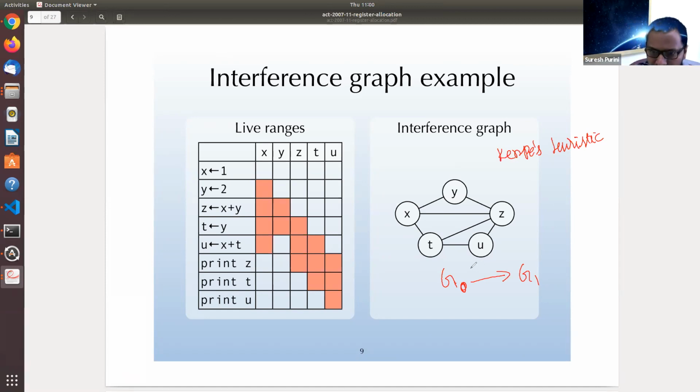So G dash is nothing but G naught minus vertex V. Let's say N of V indicates the neighborhood of V, that is, all the vertices which are neighbors of V. And its cardinality is less than or equal to k minus 1. Once we remove V, all the edges that are going out from V we naturally remove. And from G1 we construct G2 by repeating the same process.